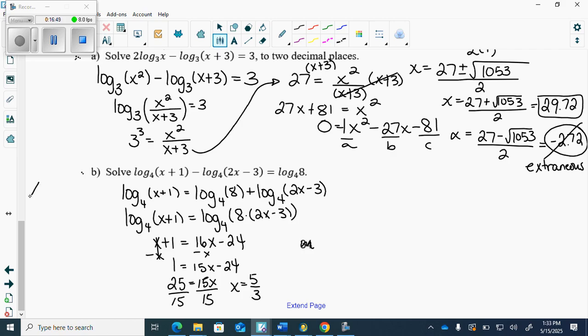And our restrictions are x plus 1 has to be greater than 0, and 2x minus 3 has to be greater than 0. So this is x is greater than negative 1. This is 2x is greater than 3. x is greater than 3 over 2, which is 1.5. So this is the order one.